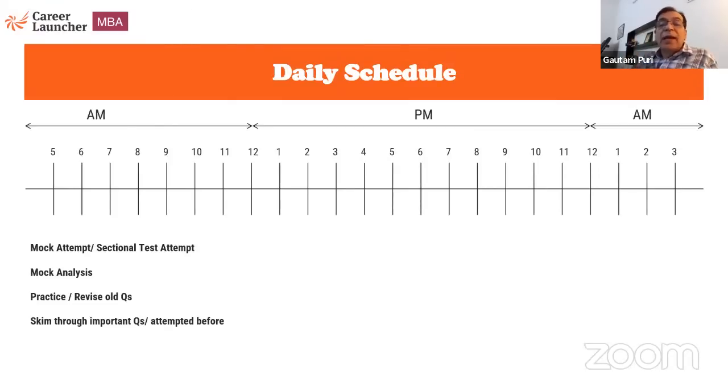Don't worry about those DILR sets which are extremely difficult. Don't worry about the DILR sets which are extremely easy. The difficult ones you will not attempt in any case in the paper. The easy ones you will solve without any problem. The ones which are confusing, the ones which create some bit of a problem, the ones whose logic you understand but not fully, they are the sets you have to revise.